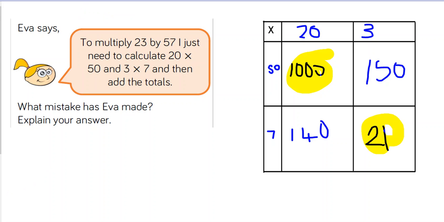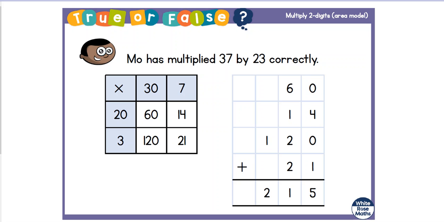Okay, here's your last question for today. Mo has multiplied 37 by 23 correctly. Is that true or false? Has he multiplied 37 by 23 correctly? Pause the video and look carefully. Has he done it correctly or not?